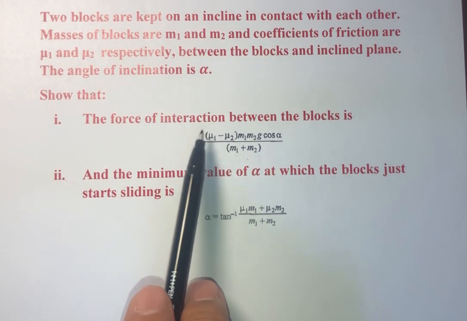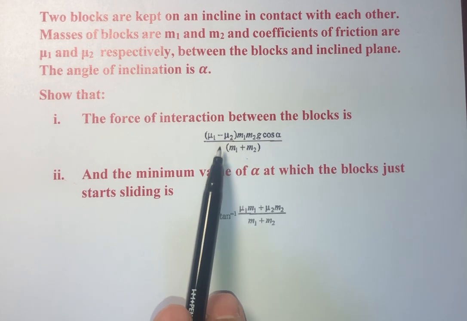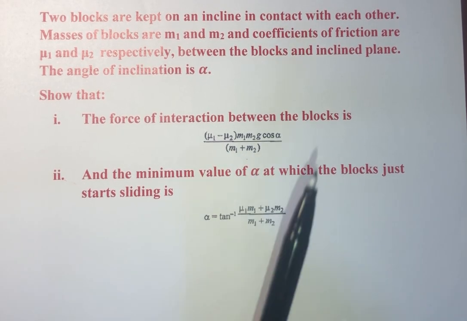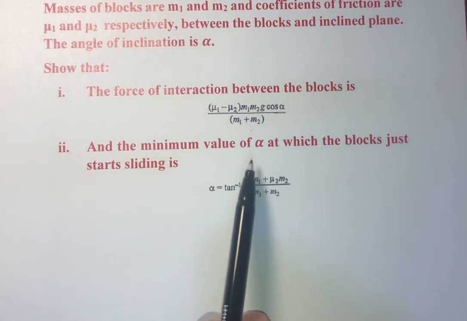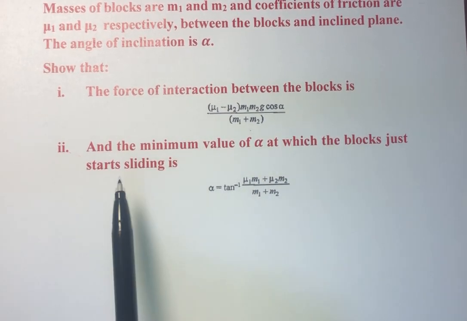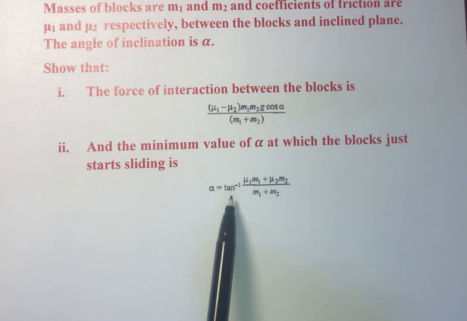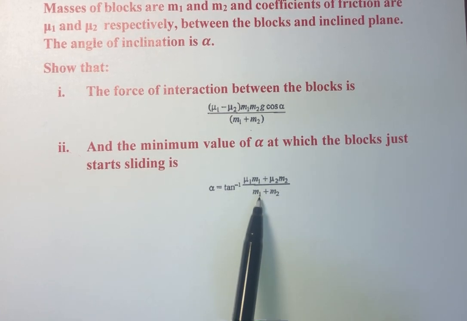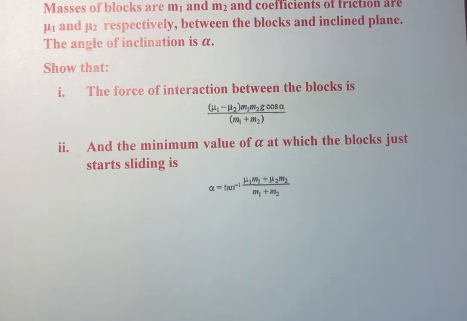Show that the force of interaction between the blocks is given by (mu1 minus mu2) m1 m2 g cos alpha divided by (m1 plus m2), and the minimum value of alpha at which the blocks just start sliding is given as alpha equals tan inverse of (mu1 m1 plus mu2 m2) divided by (m1 plus m2).